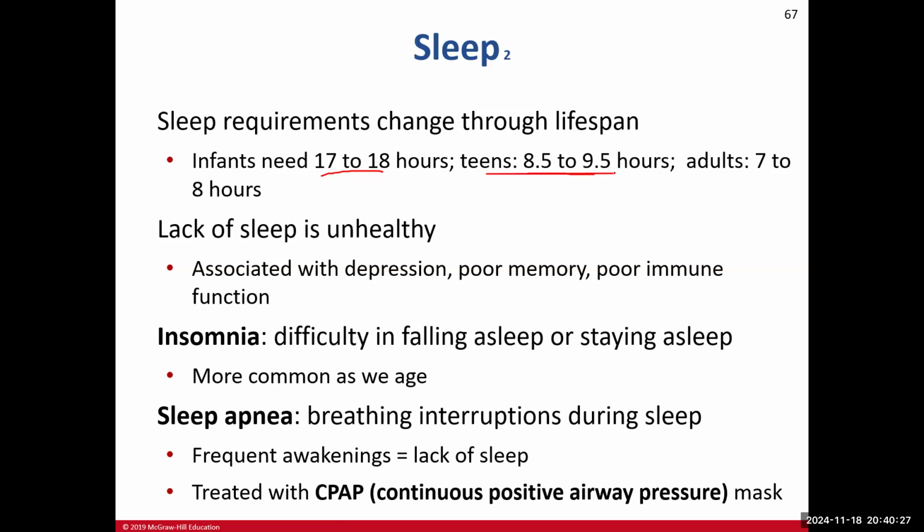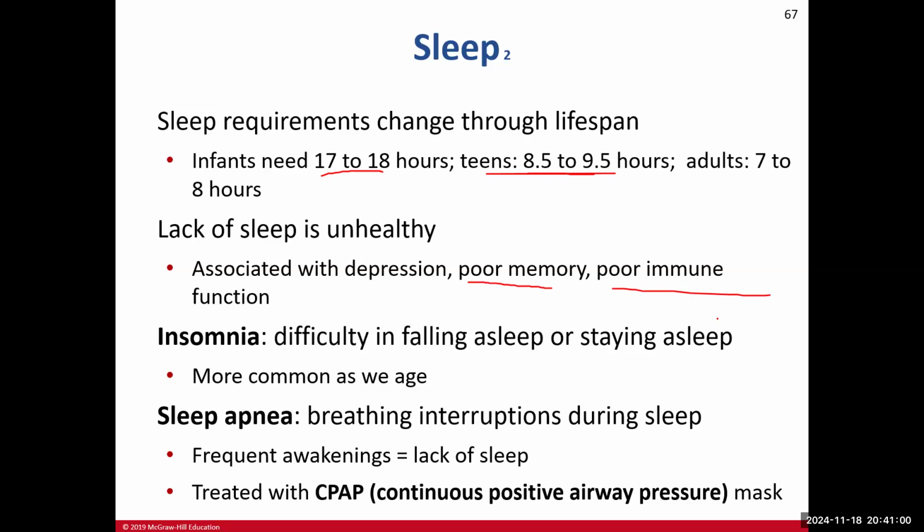Okay. Like it does say up there, lack of sleep is unhealthy. It will lead to poor memory, but here's the big thing: poor immune function. That's a problem. Again, when you're sleeping, that's when your body is recovering. That's when your body's healing. And so if you're not giving your body enough time to do that, you're wearing yourself down. And so your immune system, we'll talk more about that when we get into chapter 22, when you're in 211.